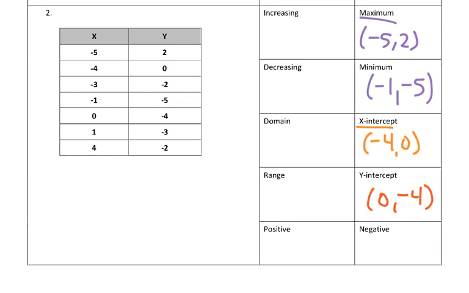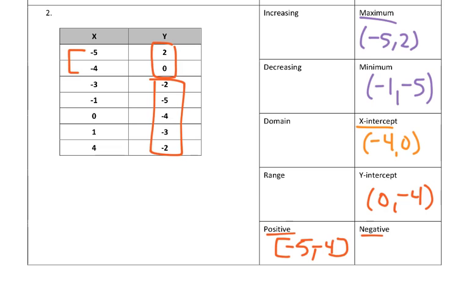Alright, now, positive and negative, we look at just the y values. So it's positive right here, negative right here. So positive, -5 to -4. And negative would be from -3 to 4.